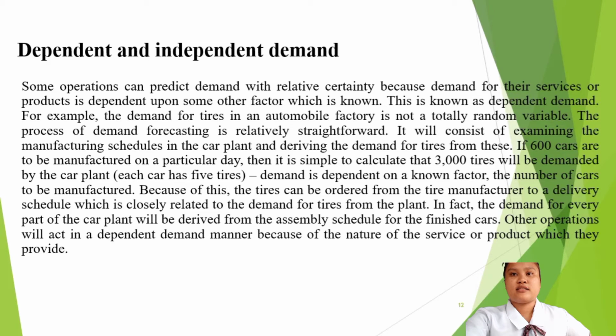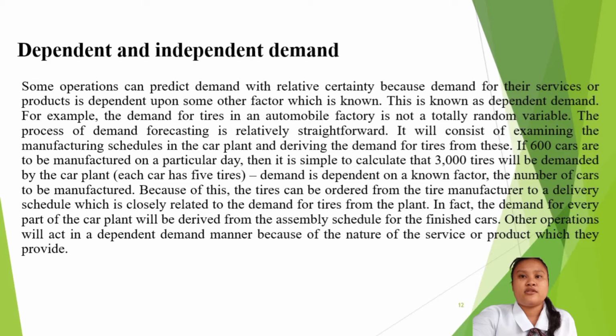If 600 cars are to be manufactured on a particular day, then it is simple to calculate that 3,000 tires will be demanded by the car plant. Demand is dependent on a known factor, the number of cars to be manufactured. Because of this, the tires can be ordered from the tire manufacturer to a delivery schedule which is closely related to the demand for tires from the plant. In fact, the demand for every part of the car plant will be derived from the assembly schedule for the finished cars.